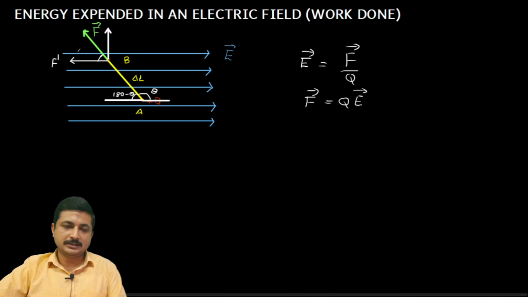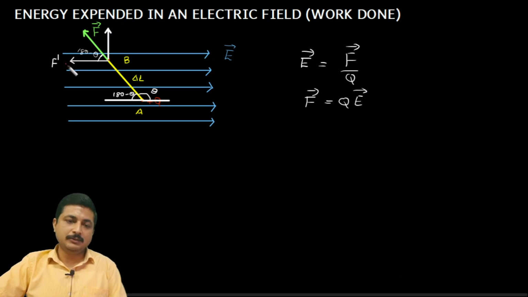180 minus theta. That is from symmetry. From symmetry, it's very clear. This is also 180 minus theta. Now can I represent this F dash with respect to F? In the sense, can I write an equation for F dash with respect to F?